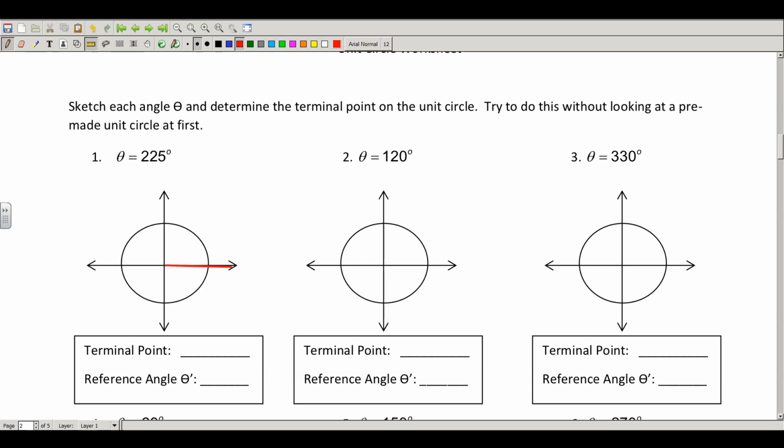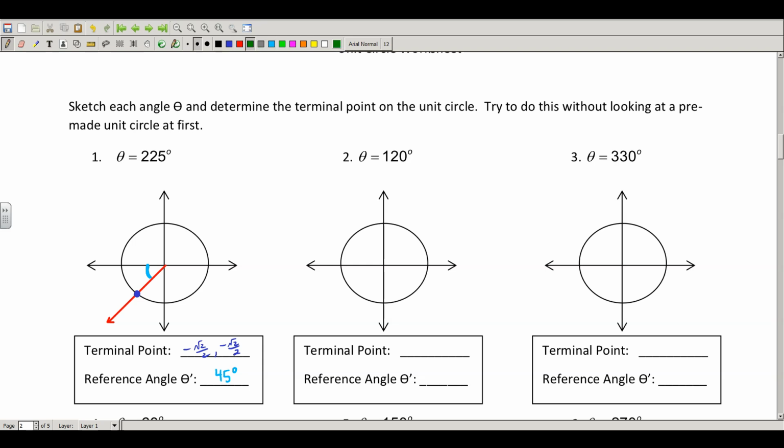So for number 1, 225. If I draw it, it's actually down here, right? It's that angle, which, for unit circle purposes, the terminal point is negative root 2 over 2 and negative root 2 over 2. The reference angle is just this one right here. What is that angle? Well, that's going to be 45 degrees.